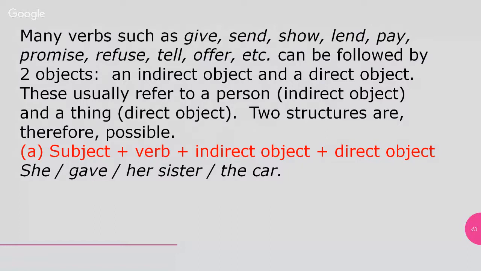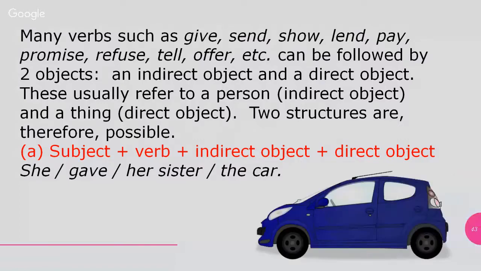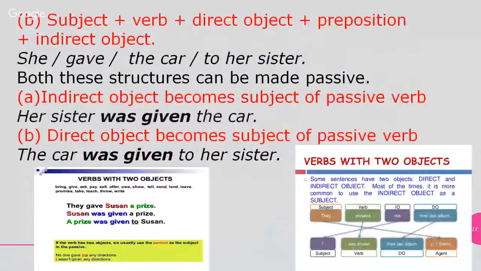Subject plus verb plus indirect object plus direct object: She gave her sister the car. Subject plus verb plus direct object plus preposition plus indirect object: She gave the car to her sister. Both these structures can be made passive. The indirect object becomes the subject of the passive verb: Her sister was given the car. Or the direct object becomes the subject of the passive verb: The car was given to her sister.